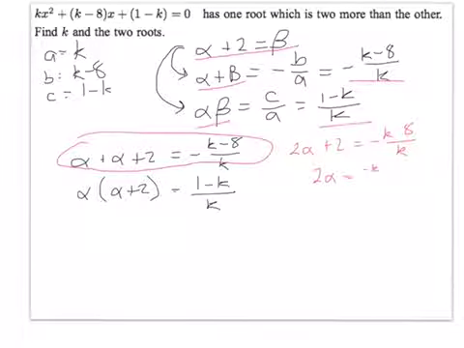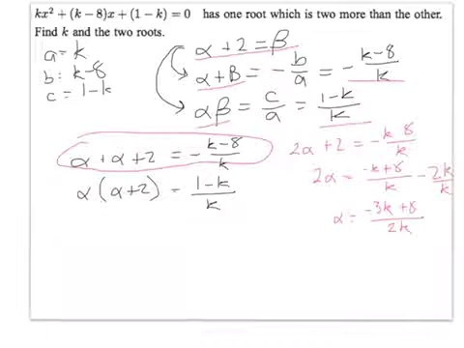So it's going to be negative k plus 8 all over k, and then minus the 2 that I had, and then divide everything by 2. Now to simplify, I'm going to make this 2k over k so that I can put those together in one fraction, and that means that alpha is going to equal negative k minus 2k, so that'll be minus 3k plus 8 all over k, and then divided by 2, so 2k, just like that.